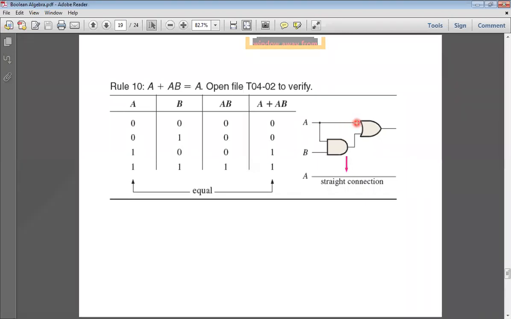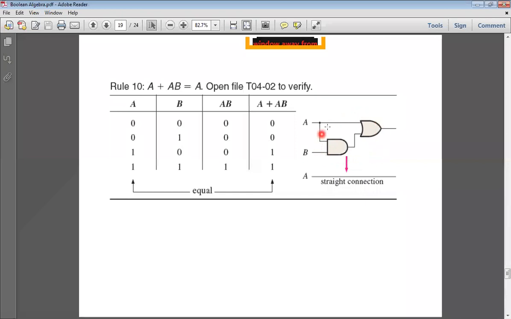ORed with what? A. What we get is A plus this one. What is this one? AB. A plus AB we get here, which is same as A. You don't need this circuit at all. Just take A directly. You can skip this circuit completely. Use this A in the following steps. Okay, you can completely ignore this.